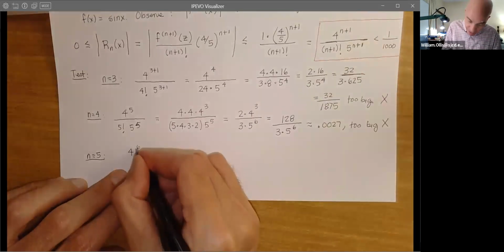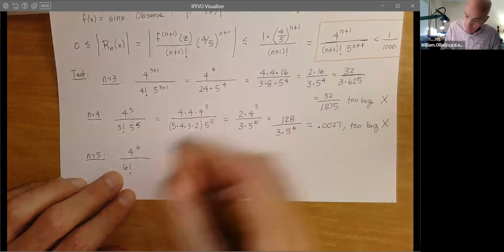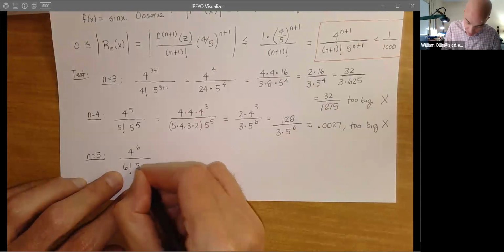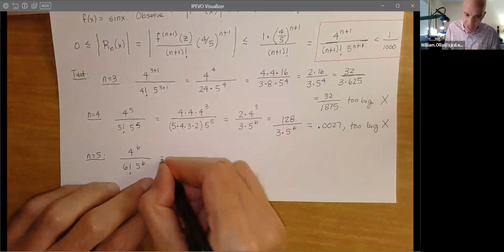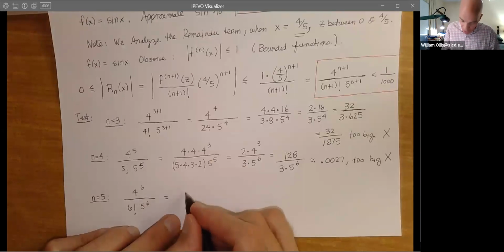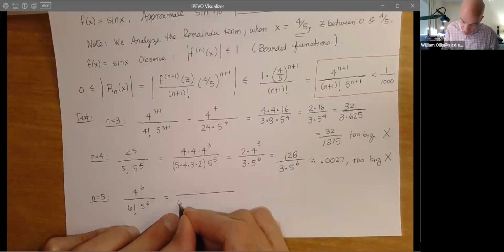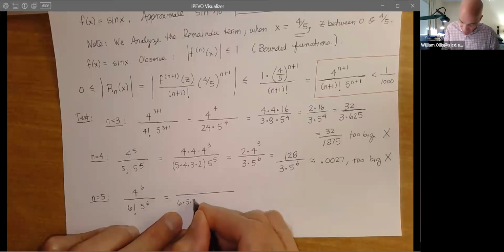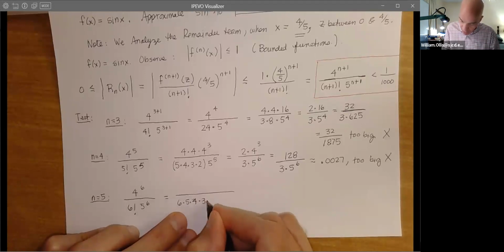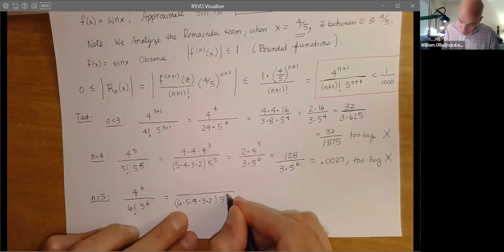So we get 6. And so now we have 6 factorial. 5 plus 1 is 6. And now we have 5 to the 6. So here, same old song and dance. So 4 to the 6. So let's just do this. Keep it simple. 6 times 5 times 4 times 3 times 2, all times 5 to the 6.